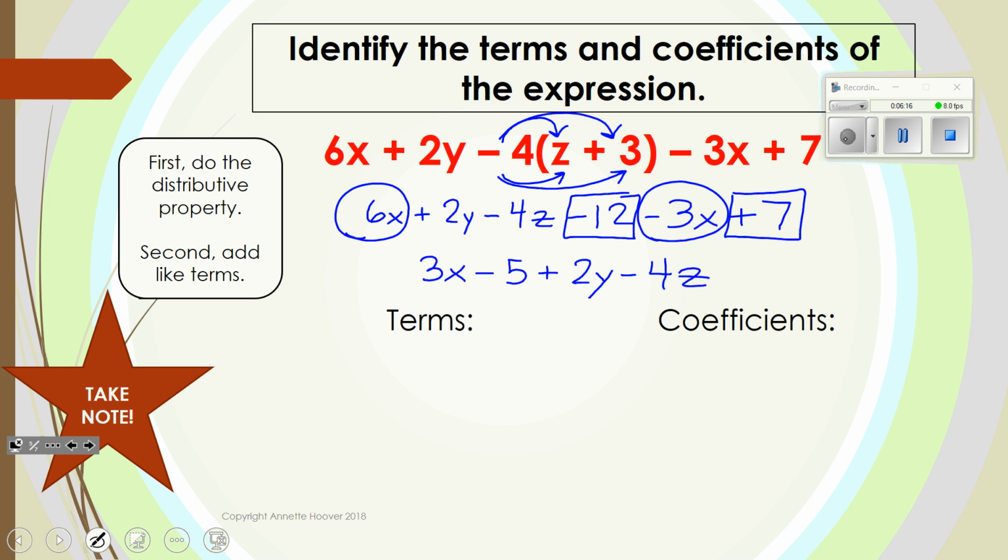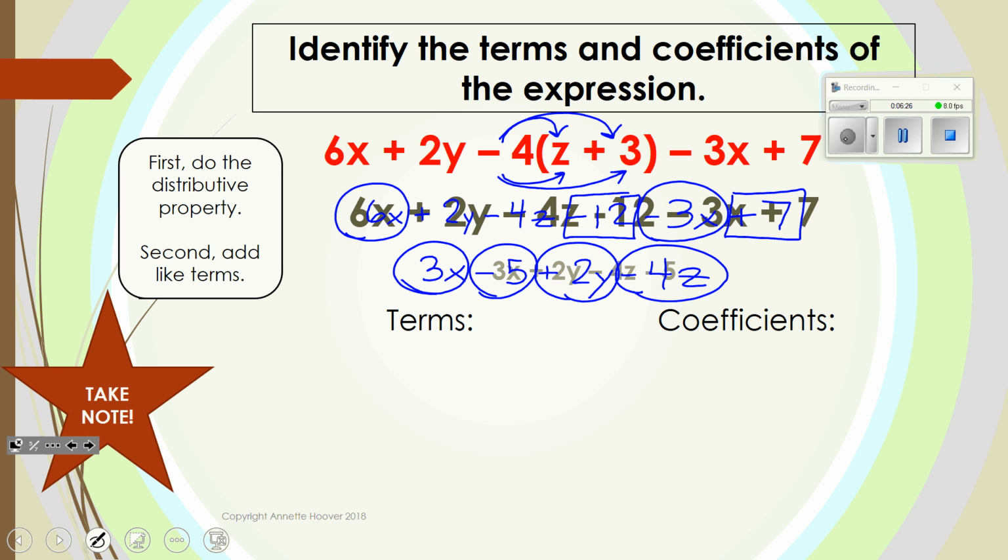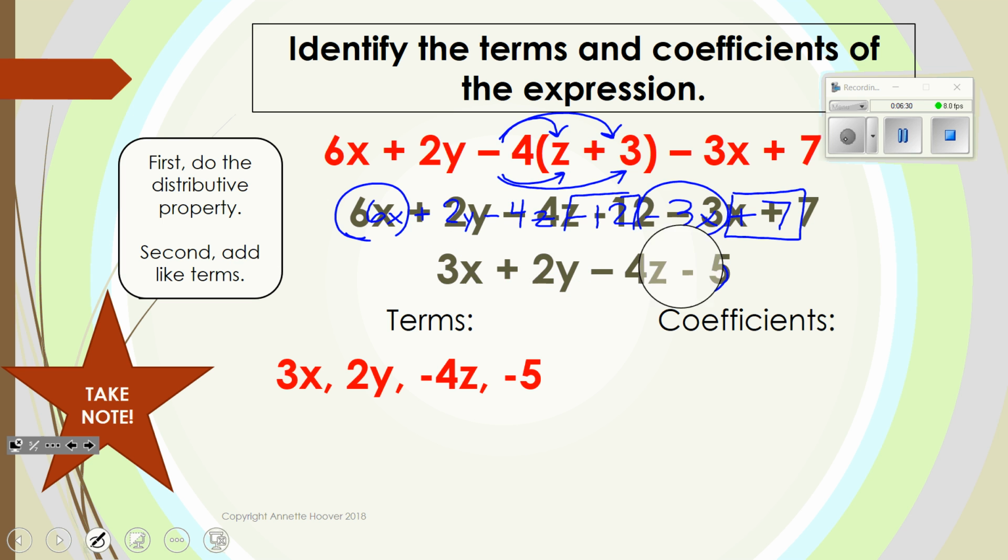If I look up there at the plus and minus signs that separate it, I have a 3x, a negative 5, a 2y, and a negative 4z. So I write those down with a comma between them to list them.